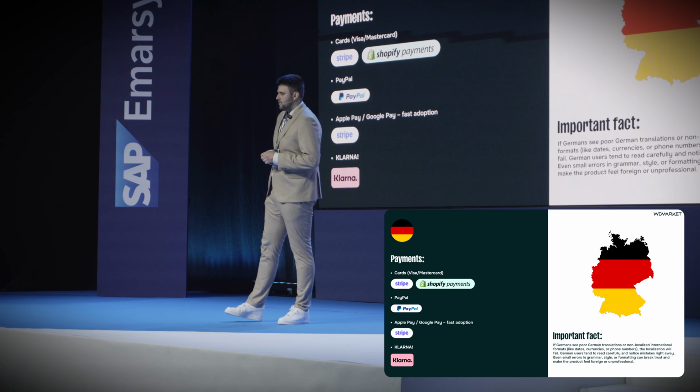Next one, Sweden. Sweden is also pretty similar to Germany in terms of payment methods. Stripe, Shopify Payments if you use Shopify, and Klarna, right? Usually in Scandinavia, Klarna is a pretty big player besides Germany, so you have to have that one.